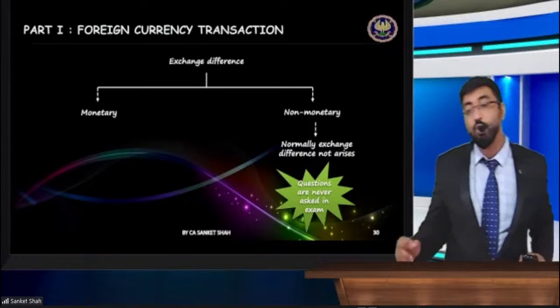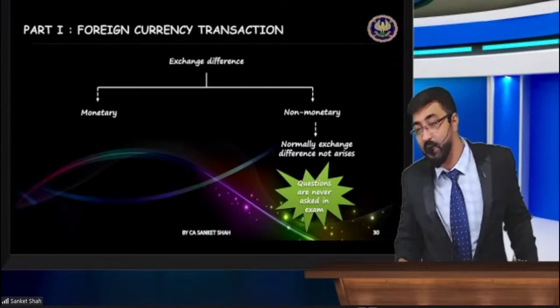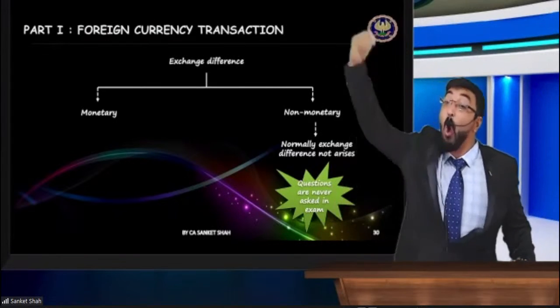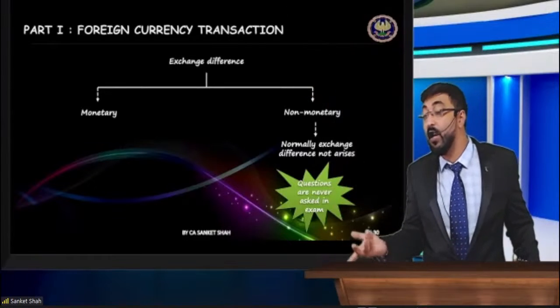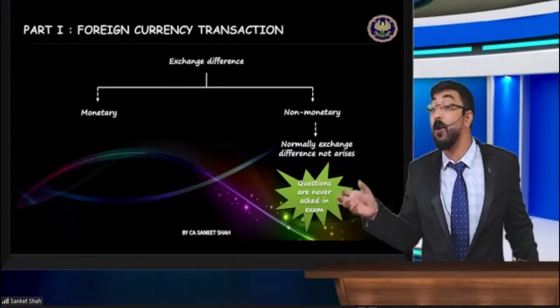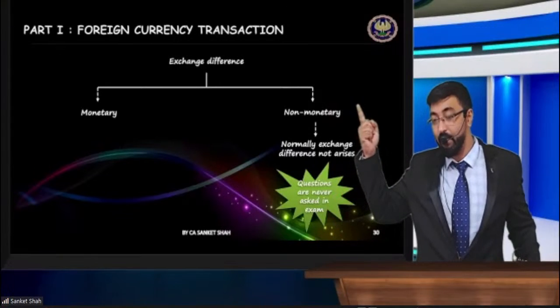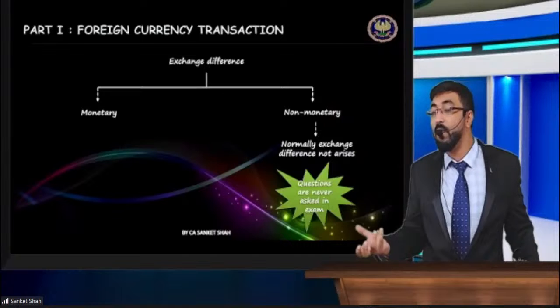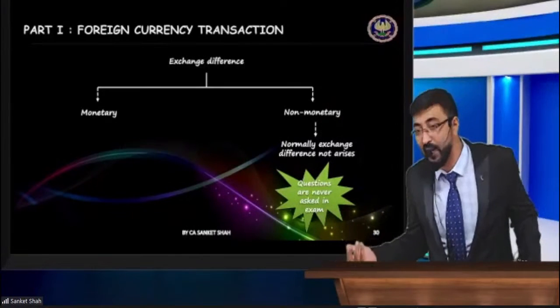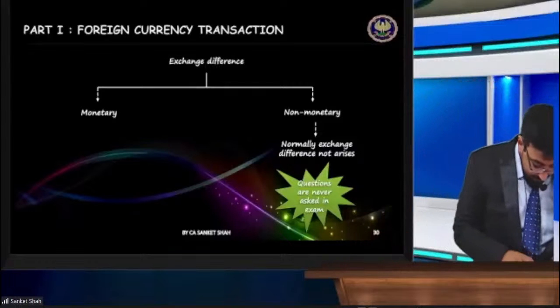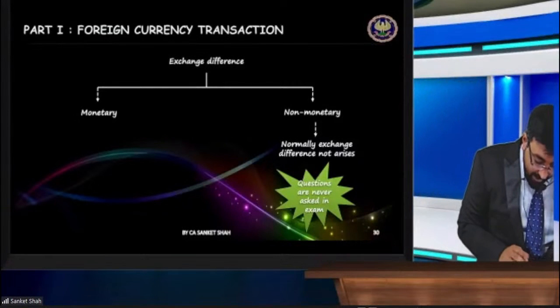If it is a very short time, we will not apply para 46A. So for a long-term monetary item, if you are paying within 3 months, there is no question of calculating this exchange loss. If you are paying within 3 months, or within 1 year, the exchange difference will be adjusted in the profit and loss account. So it's very logical.